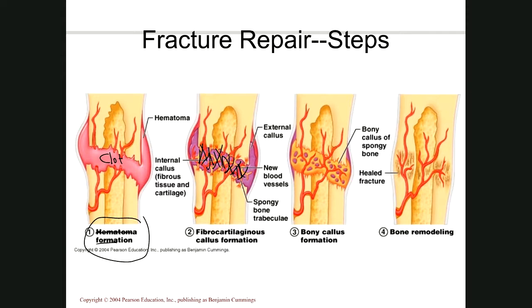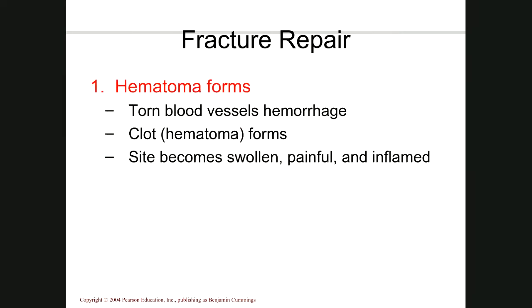And then we're going to replace the cartilage with a bony callus. So this is bone, but it's spongy bone. So it's not very strong, but it's stronger than cartilage. And then finally, we're going to replace the spongy bone with regular compact bone. We're going to do remodeling. So there are 4 stages in fracture repair.